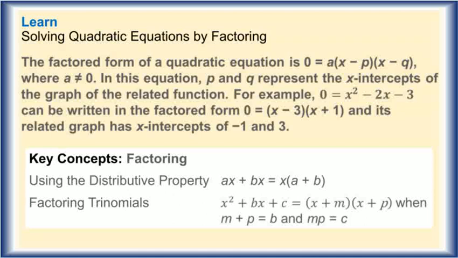So for example, 0 equals x squared minus 2x minus 3 can be written in the factored form of (x minus 3) times (x plus 1). And its related graph has x-intercepts of 3 and -1. Now, how did they get to that point? You find two numbers that multiply to get -3 but add together to give you -2. -3 times 1 is -3, and -3 plus 1 gives you -2. So when we are solving these, if it's factorable, that might be a quicker route than to graph it.